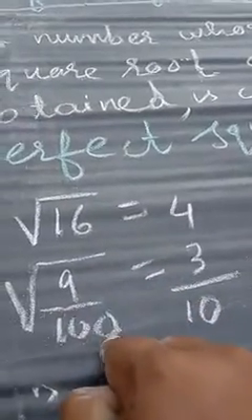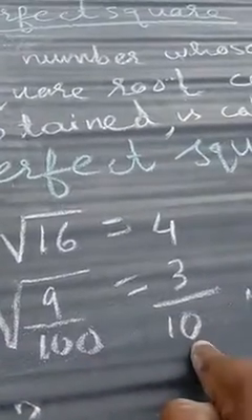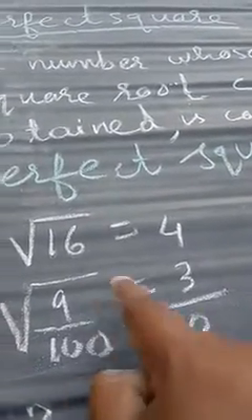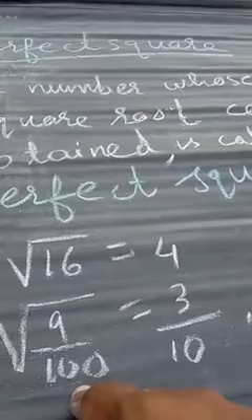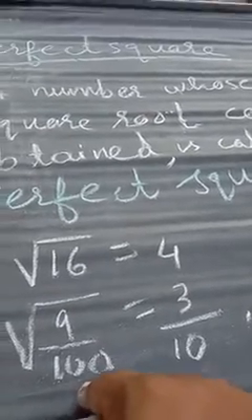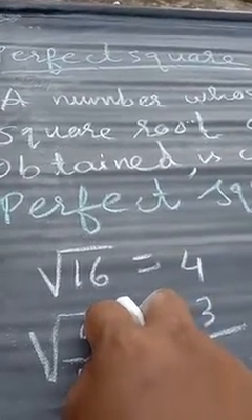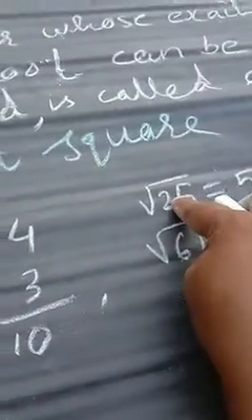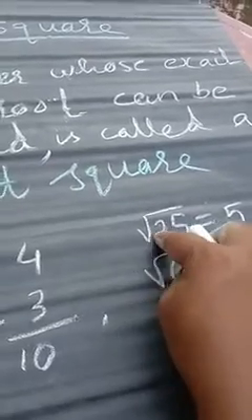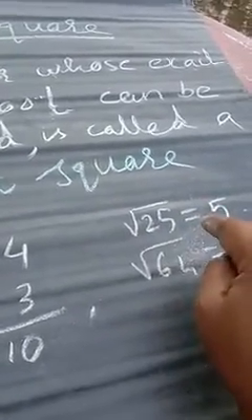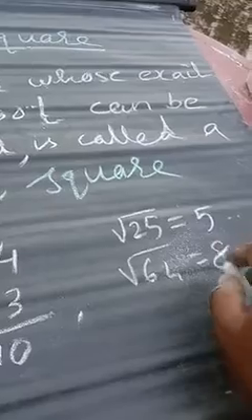Same way 9 by 100. We know the square root of 9 is 3, and the square root of 100 is 10. So root 9 by 100 is a perfect square. Perfect square means a number whose exact square root can be obtained. See 25. Is 25 a perfect square? Yes, because root 25 is 5. For any number, if its exact square root can be obtained, it is called a perfect square.